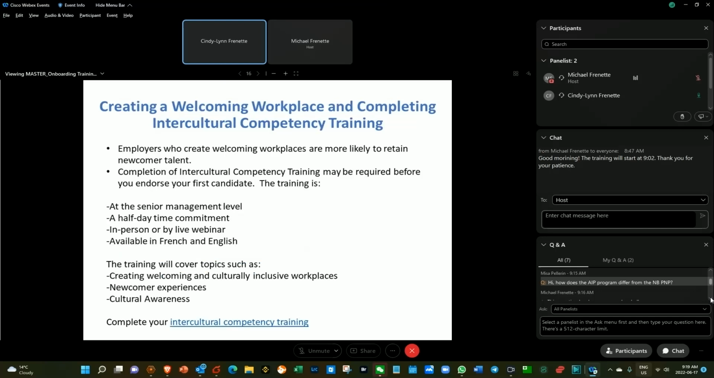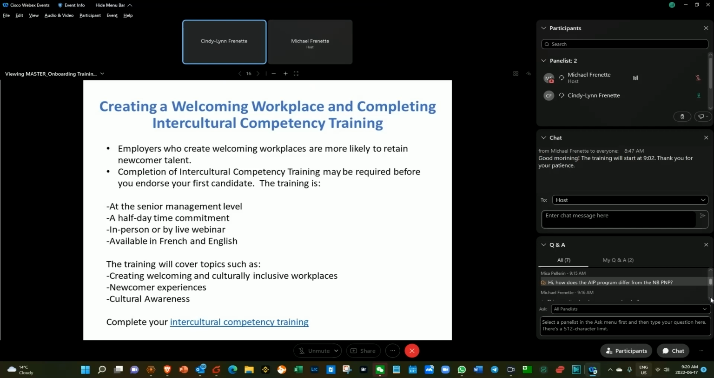Next slide. Creating a welcoming workplace and completing your intercultural competency training. During the designation stage, you will also commit to ensuring your newcomer employee will be entering a welcoming workplace. Intercultural competency training can help ensure you have the skills and knowledge needed to prepare your workplace for your newcomer employee's arrival. Participating provinces will deem whether it's necessary for you to take intercultural competency training.